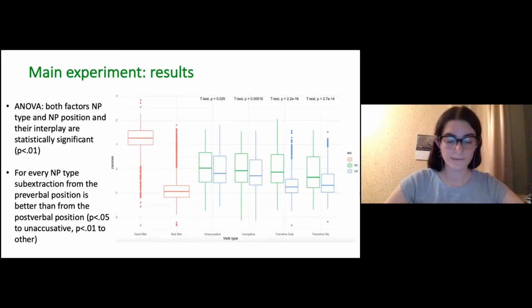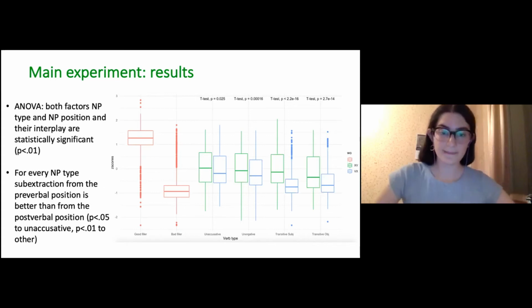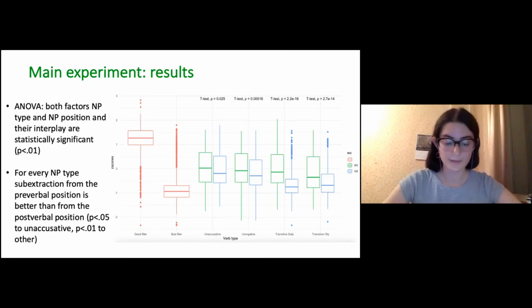So we found out that both NP type and NP position are statistically significant factors. For every NP type, the preverbal position is more transparent than the postverbal position. And here on the left side of the plot, you can also see the ratings of grammatical and ungrammatical fillers. As you can see, all test stimuli are rated lower than the grammatical sentences, but still not as low as the absolutely ungrammatical ones.